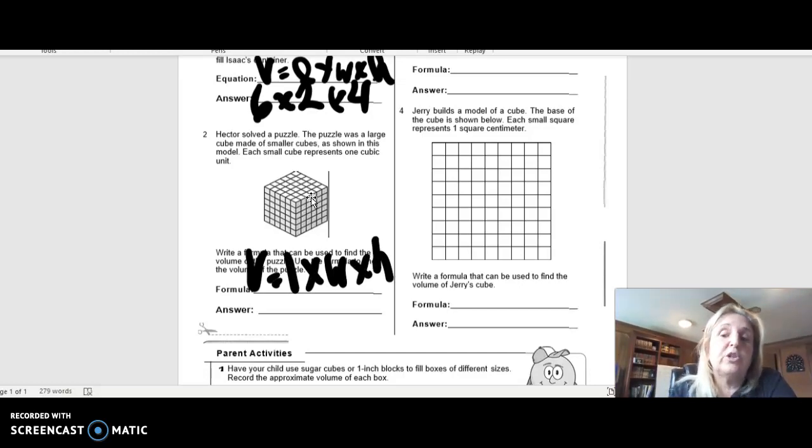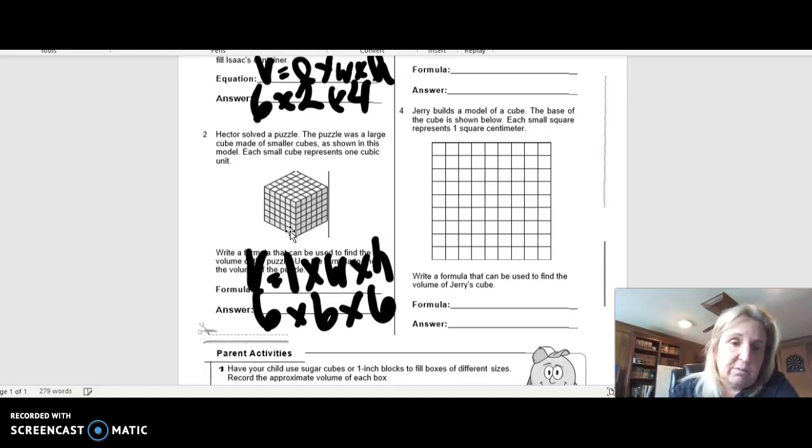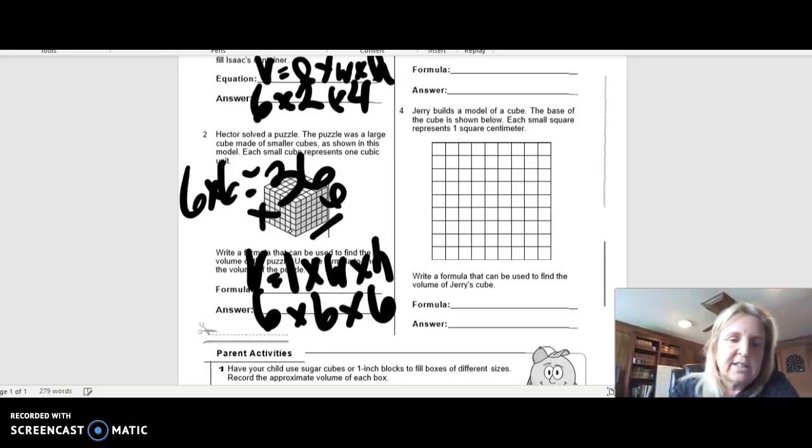So this is a cube, which means that the length, width, and height are all going to be the same. So if we count these cubes down here to find the length, it's 1, 2, 3, 4, 5, 6. And because we know it's a cube, the width is going to be 6, and so is the height. So then we have 6 times 6, which is 36. And then 36 times 6, sorry about that: 6 times 6 is 36, 6 times 3 is 18, 18 plus 3 is 21. So your answer would be 216 here.